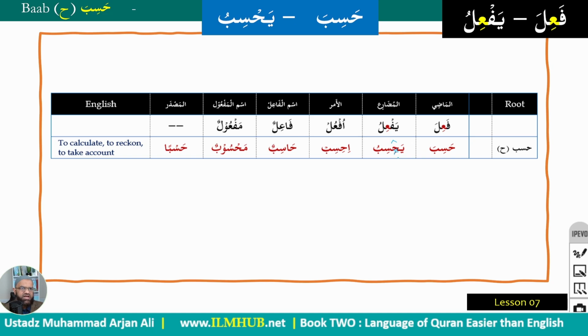So hasiba yahsibu. Please note the typo error here from me. Hasiba yahsibu, and that's it. There's not much more I can add. I can give you some verbs, but it will be a waste of time for you to even learn to conjugate them. But just practice the hasiba yahsibu pattern, inshallah ta'ala, once.